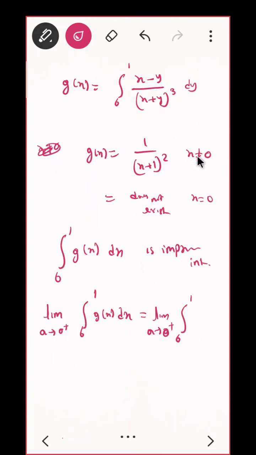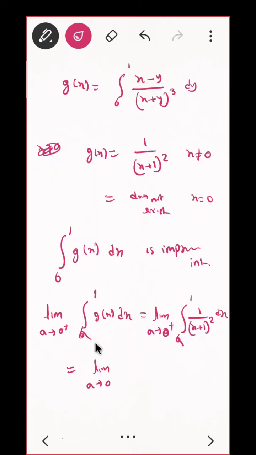Not equal to 0 means x is either greater than 0 or less than 0. Correct? So from 0 to 1 it will be 1 upon (x plus 1) the whole square. This is how we solve an improper integral. You must be knowing this. So what will be this? Limit, a going to 0, and the integral will be from a to 1, isn't it?